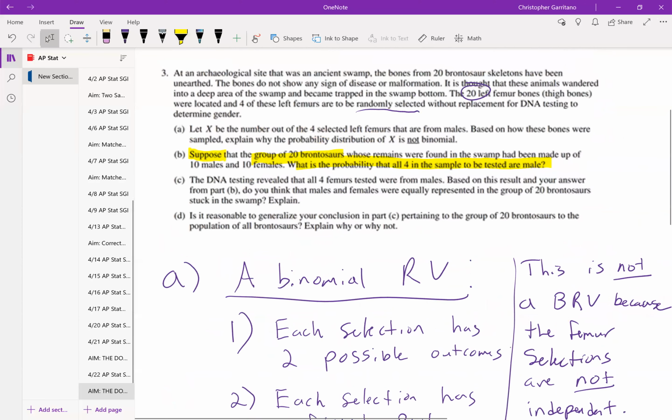Part C, the DNA testing revealed that all 4 femurs were from males. So it turns out that we went in, we randomly selected 4 femurs from this group of 20, and it turned out that they were all males. Based on this result and your answer from part B, do you think that males and females were equally representative from the group of 20 brontosaurs stuck in the swamp?